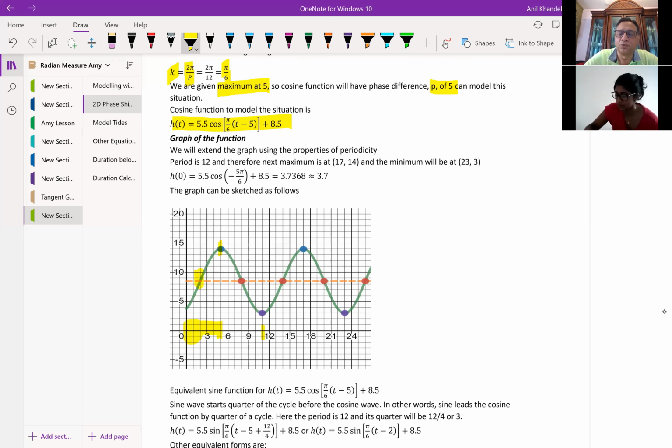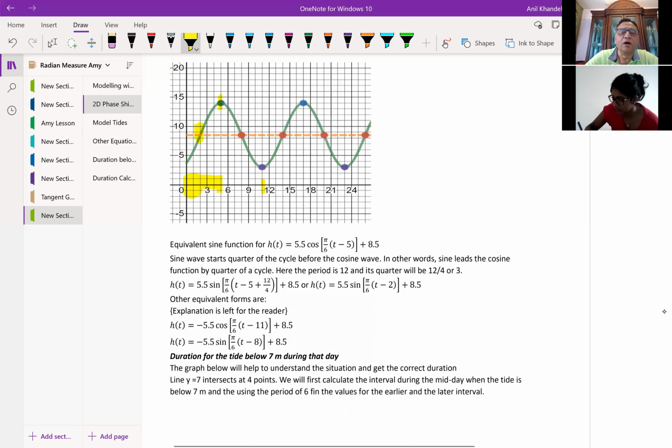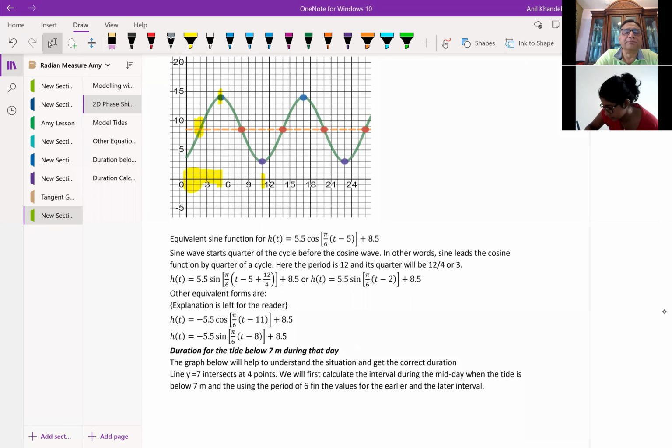We'll go through this calculation also of how we calculate the sine function. So yes, Amy, once you take the notes, you can start reading from here.